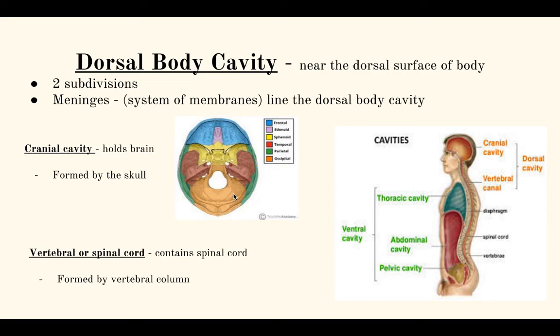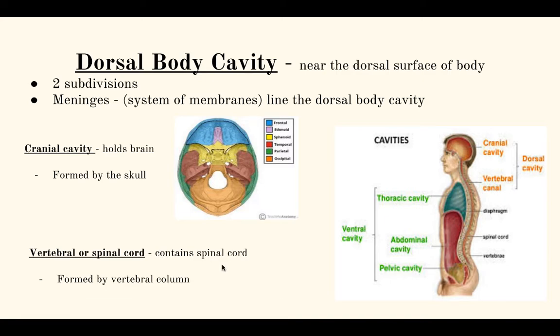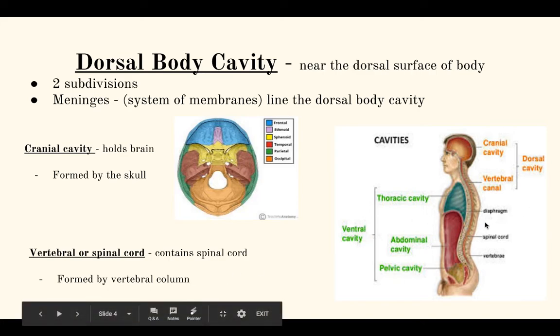Here, this is just showing a picture of all of the different parts of the skull, which we're going to learn in more detail later when we study the skeletal system. The second subdivision of the dorsal body cavity is the vertebral or spinal cavity. It contains your spinal cord, and it's formed by the vertebral column. Okay, so we're talking cavities here. So the space that makes up the space that runs down your vertebral column is called the vertebral canal, or the spinal cavity.